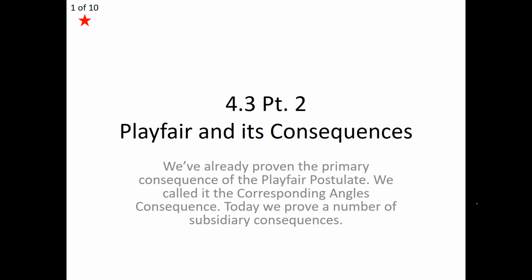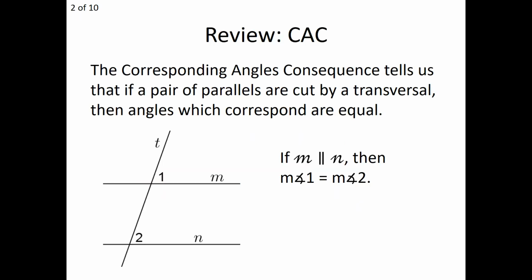Let's jump into this. First, let's review what the corresponding angles consequence says. It says that if we have a pair of parallel lines and we cut them with a transversal, then it results in an equal pair of corresponding angles. So what we're using today is the CIAC to help prove the other angle relationships that happen whenever we cut through a set of parallel lines with a transversal.